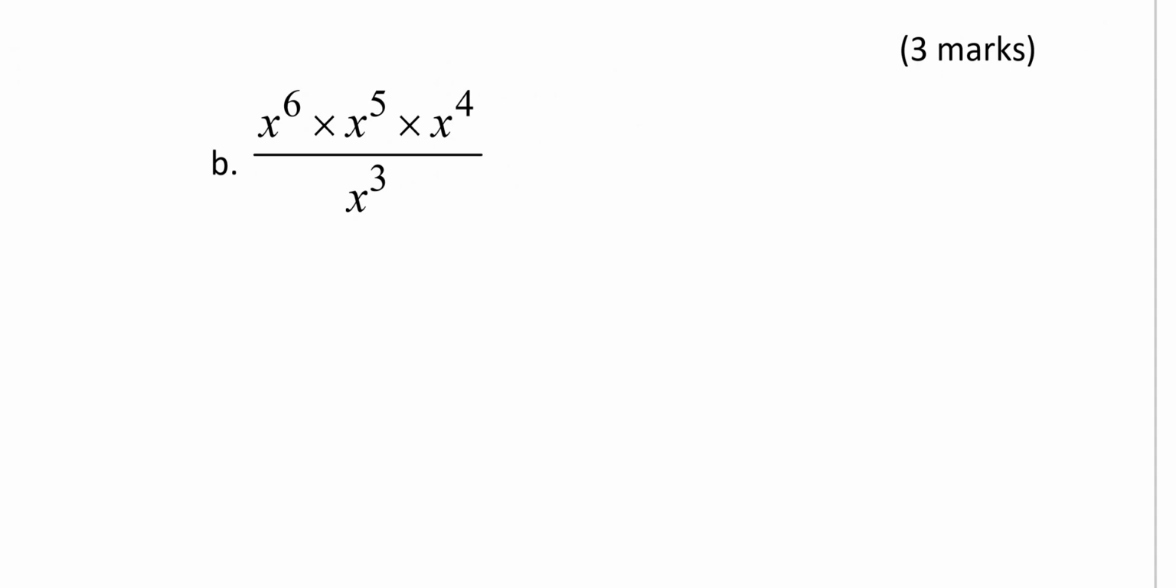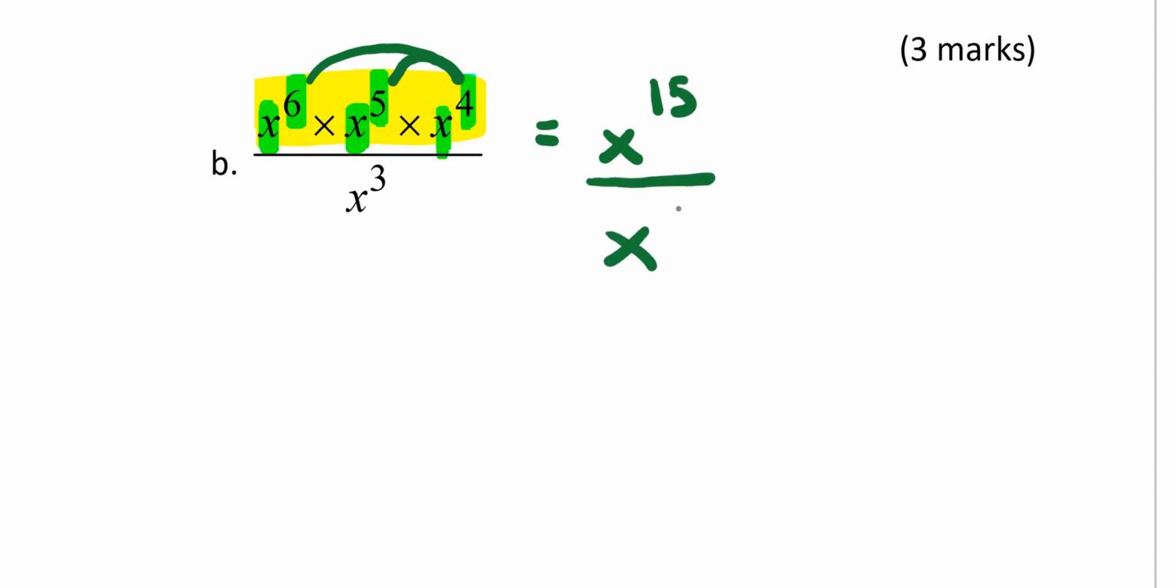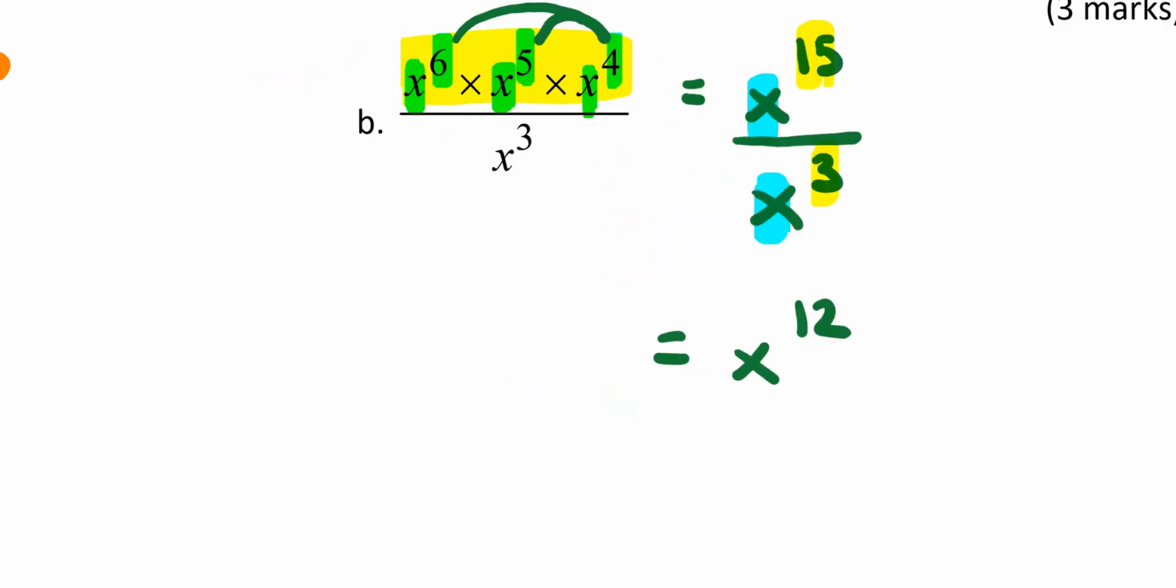All right, let's move on to letter B here. Focus on the top first. And from that top, notice that the bases here are x. If the bases are the same, and if you're multiplying, you just add the powers. So what's 6 plus 5 plus 4? Well, 6 plus 4 is 10, and 10 plus 5 is going to be 15. So x to the power 15 divided by x to the power 3. Now, if the bases are the same, and if you're dividing, you just subtract the powers. So 15 minus 3 is going to be 12. So x to the power of 12.